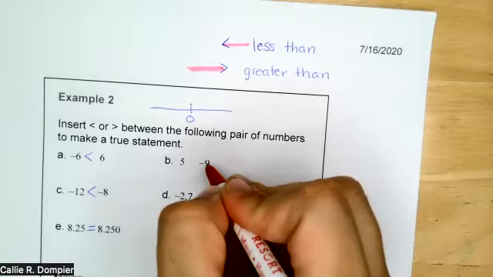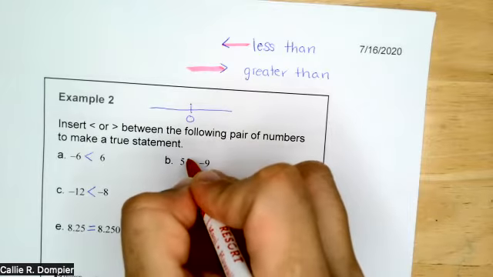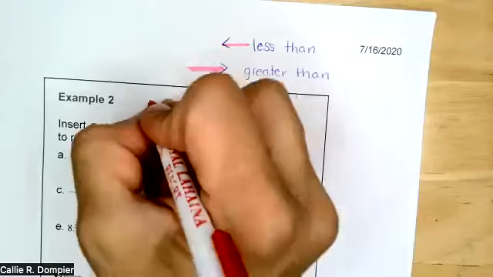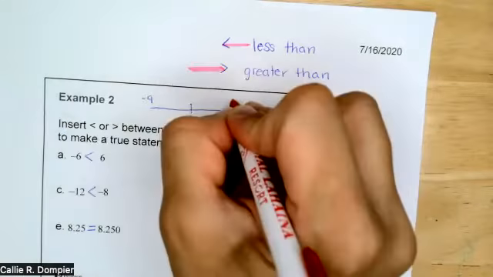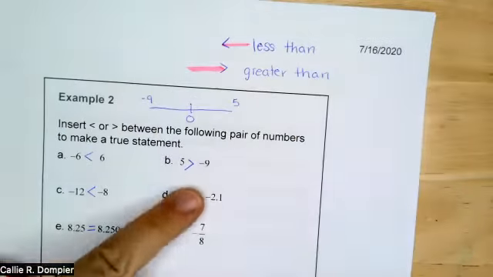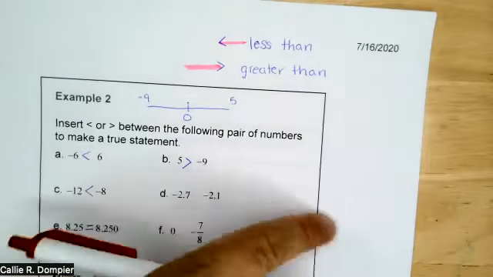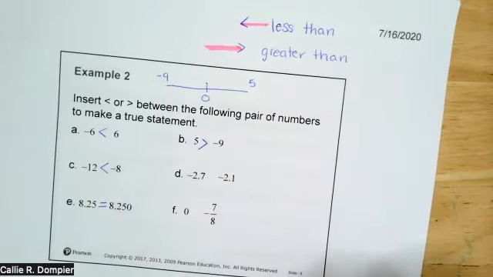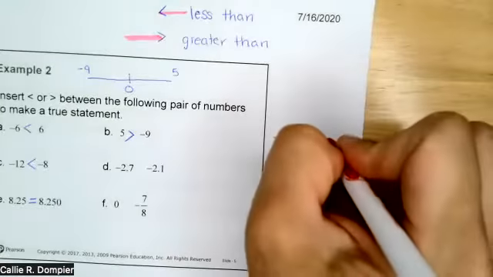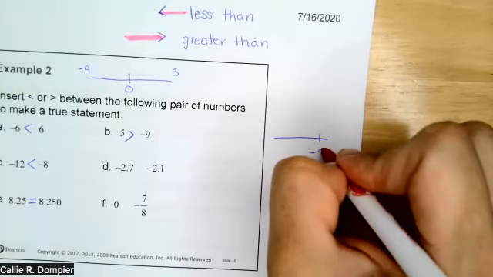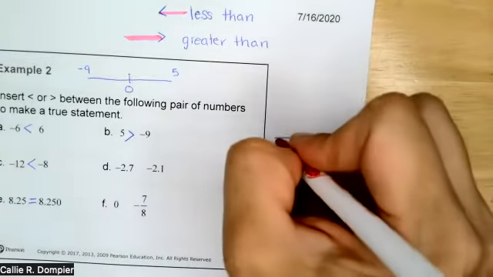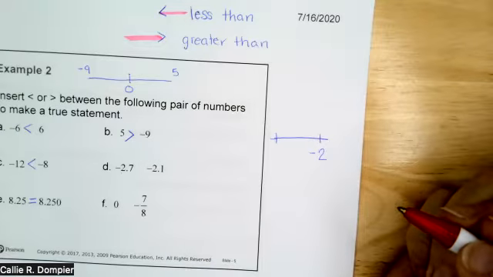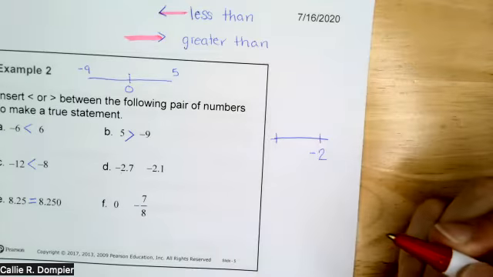5 and -9. If I'm at -9, I need to go that way on the number line to get to 5, right? -9 is down here, 5's over here, so I'm going to travel that way. -2.7, -2.1. So let's just look at that. Here's -2 on the number line. If this is the next number on the number line, is that going to be -1 or -3? This one.